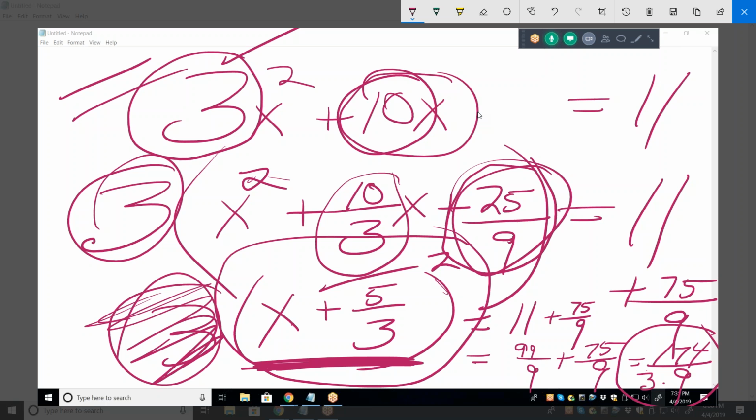This was definitely one of the hardest ones. You won't probably see that on a test. I could have made it a little easier by making that a 9, but I didn't want to. I wanted to make it as hard as possible because the most important thing to realize is that that middle coefficient does not have to be divisible by 3. You still have to factor out the 3.